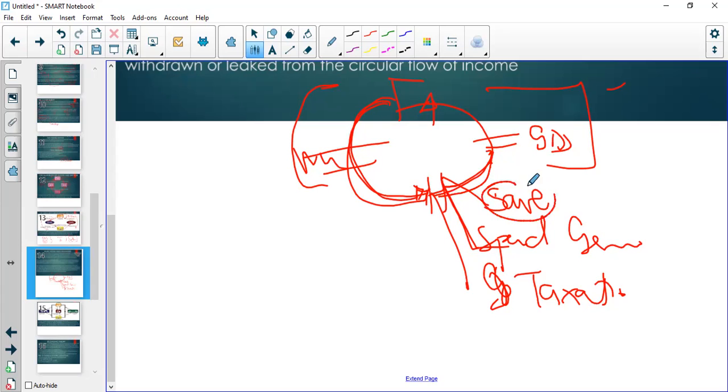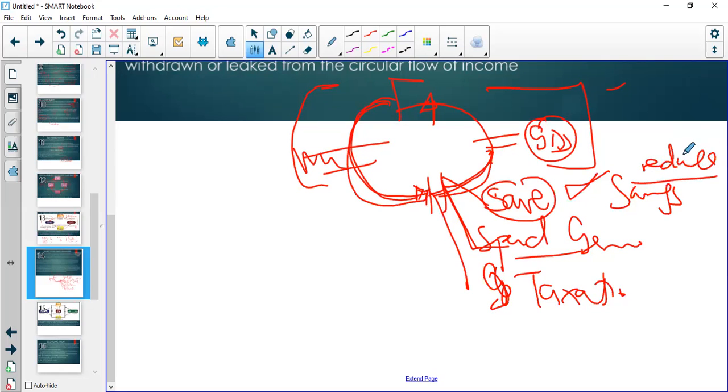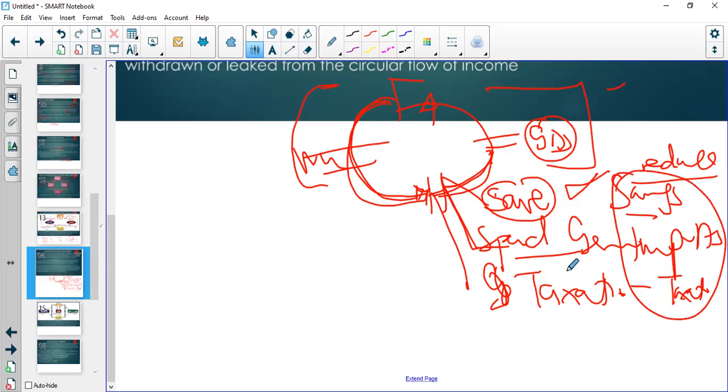Some of it is going to be saved, which means that we're not going to be buying in the goods market. We're going to save that. So this is savings, which reduces the income flow in the circular flow of income and spending. So we have our savings, we have imports, because if we import, it means we're giving that money out of the country. And then the government can take some, which is taxation. So these three are called leakages or withdrawals in the circular flow.